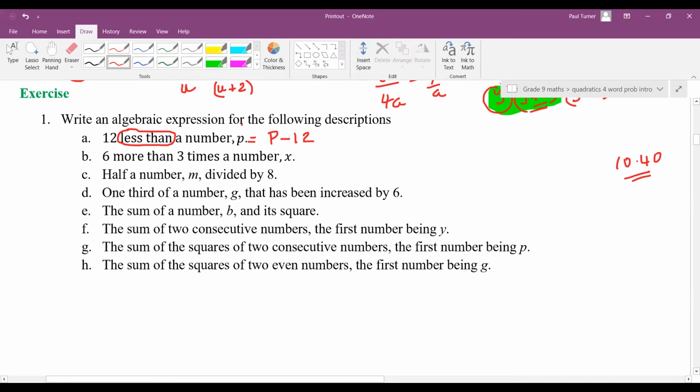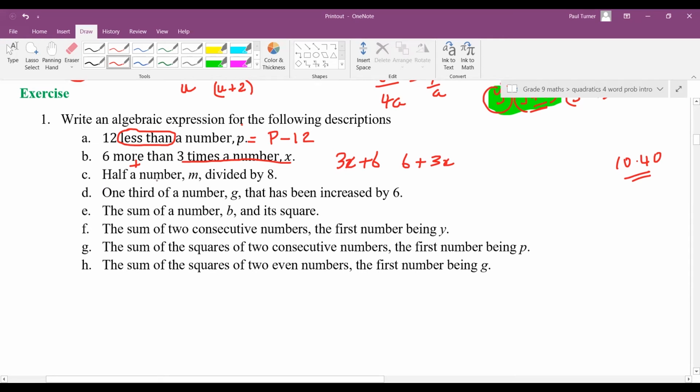So P goes first. 6 more than, so more is plus, than 3 times a number X. So if your number is 3X, we want 6 more than that. So we would add 6. It doesn't matter where the 6 goes, does it? Because it's addition. So 6 plus 3X, same thing, right?